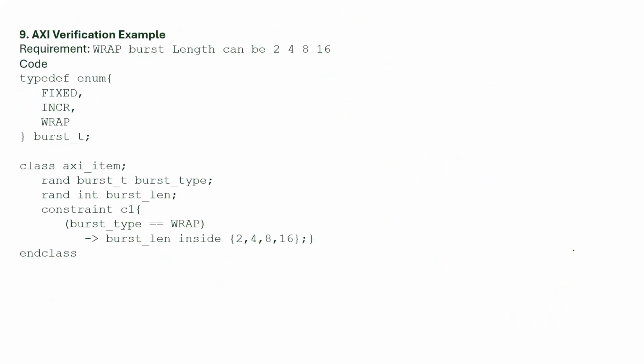Same thing in AXI verification, burst types: fixed burst, increment burst, wrap burst. Okay. So I'm checking them. My burst type should be wrap. Then my address length. Okay. So length inside 4, 2, 4, 8, 16. In this way, I will get the length.